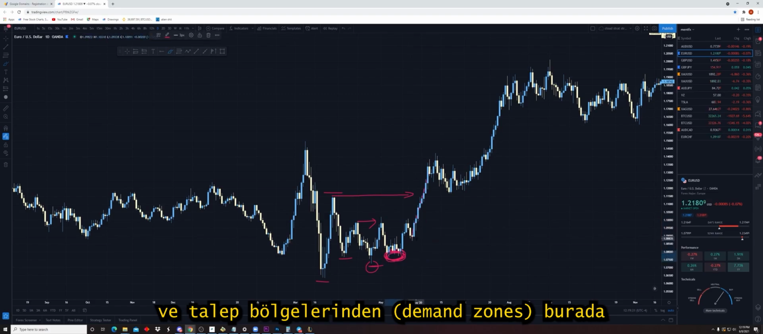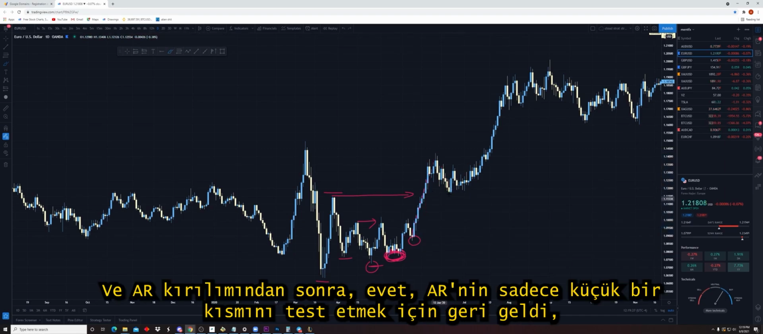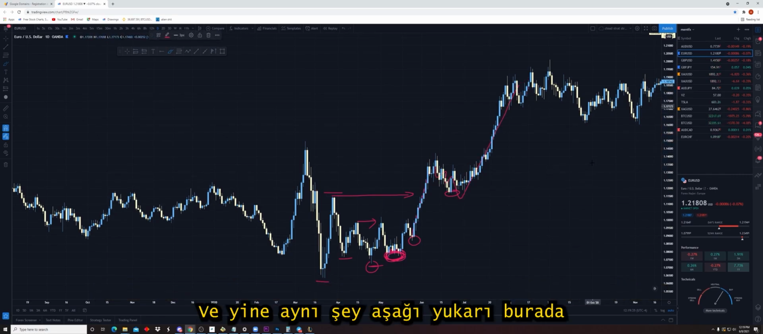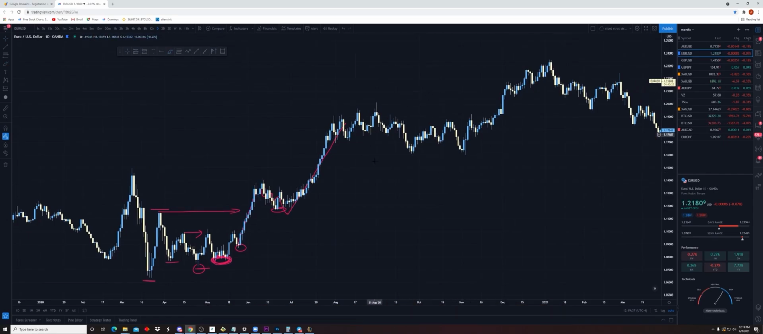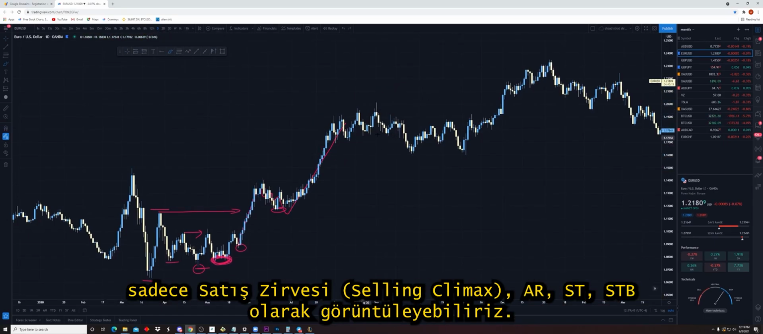So there was a test, an LPS, and there were opportunities to get involved in here off of the demand zones, and then the markup began. And after the AR break, yes, it came back to test just a little bit of the AR, maybe some areas in here, but it honestly just took off relatively quickly. And again, you have the same thing that kind of happened right here with the reaccumulation, right? So again, instead of studying this whole thing as reaccumulation, we can just view the selling climax, AR, ST, STB, right?